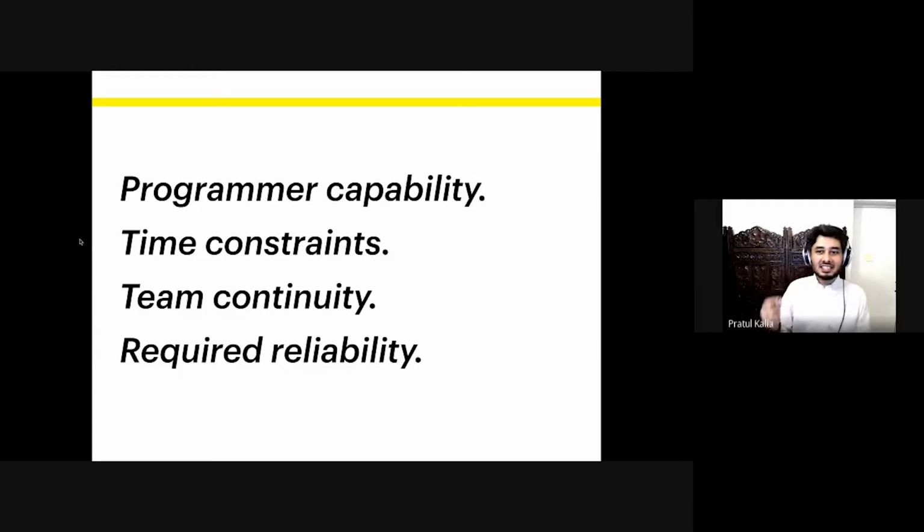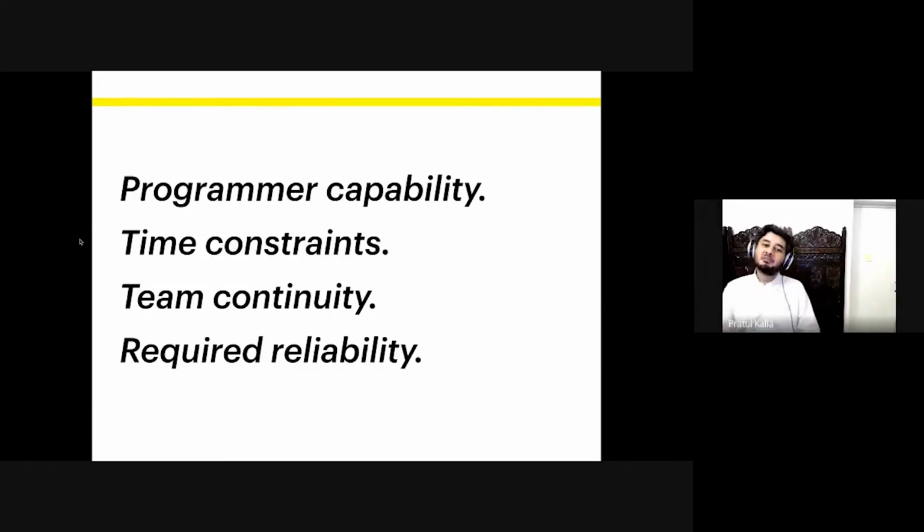Team continuity is a huge factor. If the same set of engineers ends up working on the piece of software throughout the lifetime of the software, estimates become better and better. You can actually rely on the historical data from the same project, and it makes a big difference because you now know how the team performs.